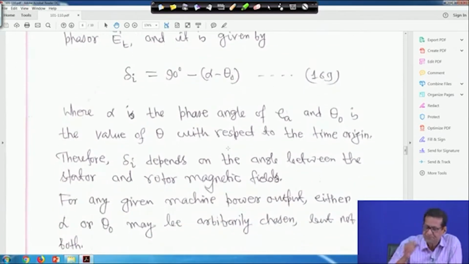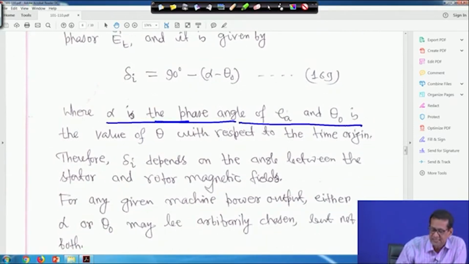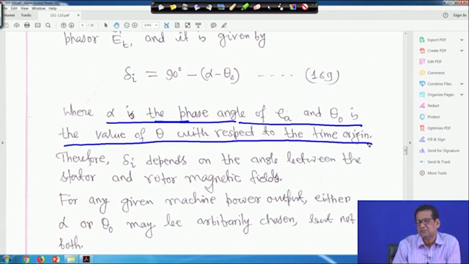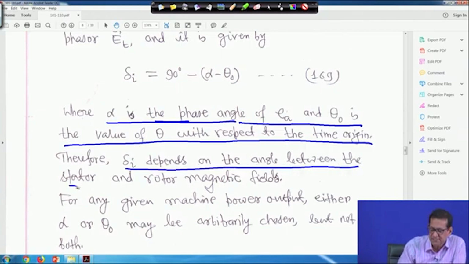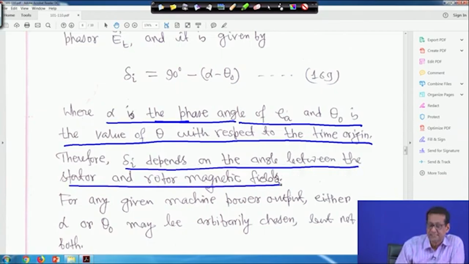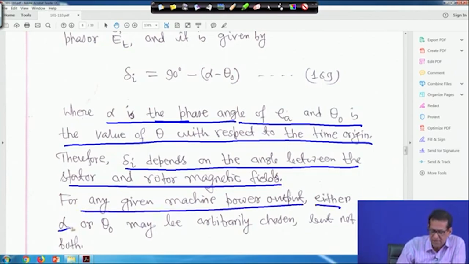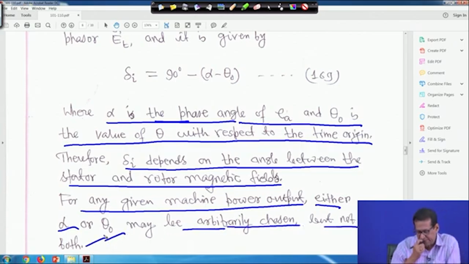Now, alpha is the phase angle of E_A and theta 0, as I told you before, is the value of theta with respect to the time origin, say at t equal to 0. Therefore, delta I depends on the angle between the stator and rotor magnetic fields. For any given machine power output, either alpha or theta 0 may be arbitrarily chosen, but not both. You have to choose either alpha or theta 0, but not both. So, that is the condition.